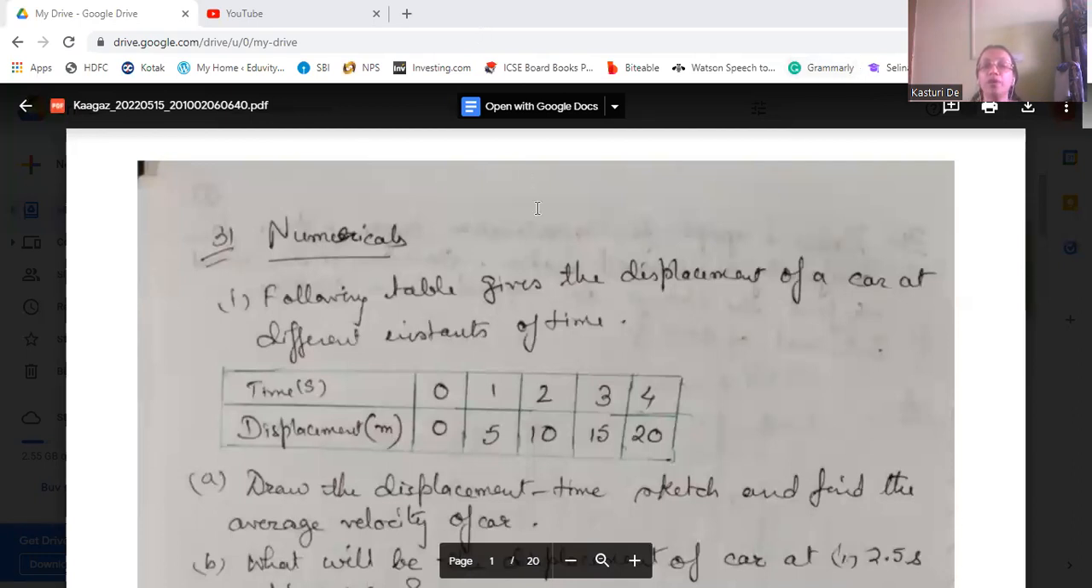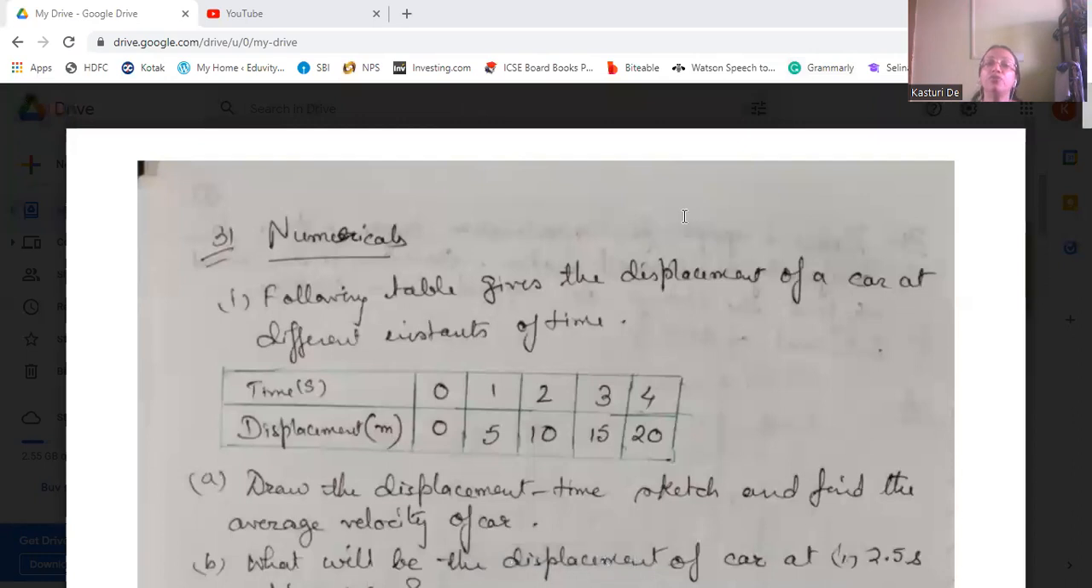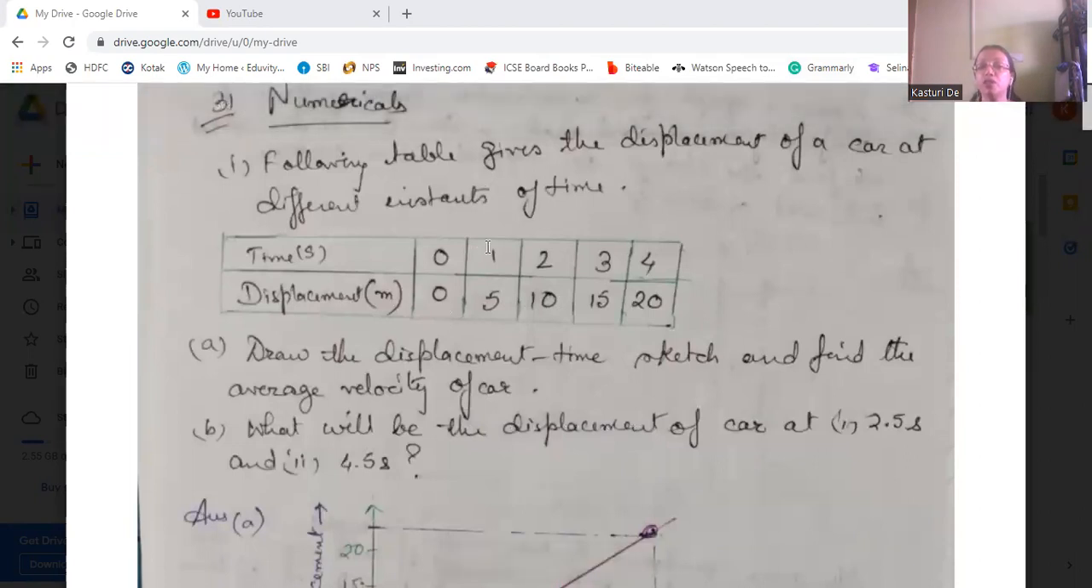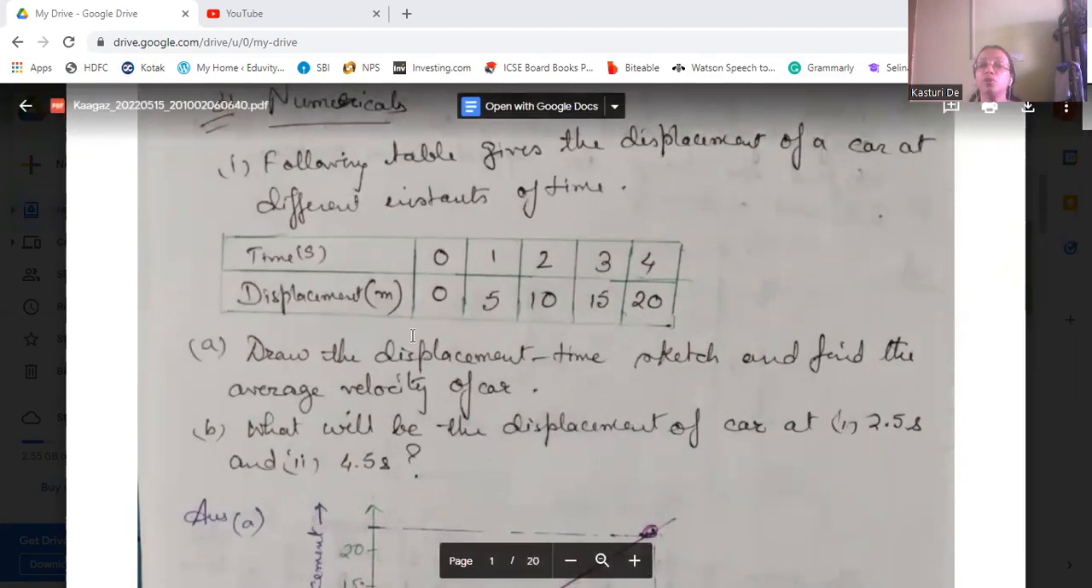So let us start first with the numericals. The first is: the following table gives the displacement of a car at different instants of time. Time in seconds is given as 0, displacement is 0 meters. When time is 1 second, displacement is 5 meters; 2 seconds, 10 meters; 3 seconds, 15 meters; and 4 seconds, 20 meters. The question is: draw the displacement-time graph and find the average velocity of the car.